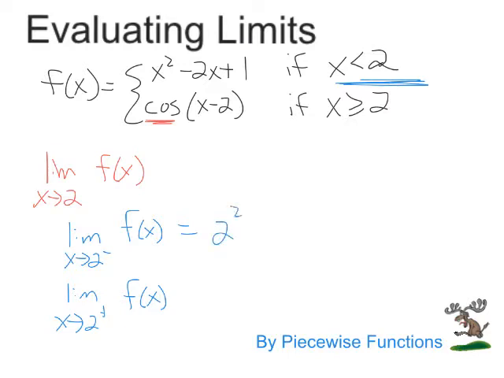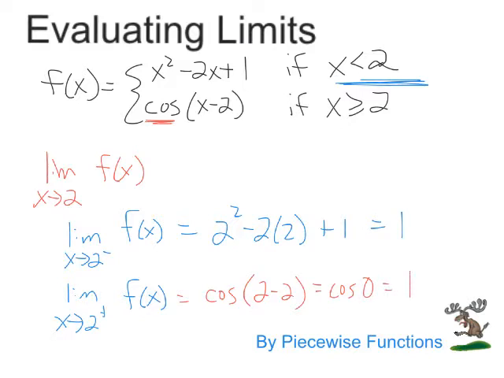Taking the left-hand limit, we'll try direct substitution. We get 2 squared minus 2 times 2 plus 1. That's 4 minus 4 plus 1, which is 1. So our left-hand limit is 1. And then we try the right-hand limit and we get cosine. We'll try direct substitution. Cosine of 2 minus 2 is cosine of 0. And we know cosine of 0 is 1.